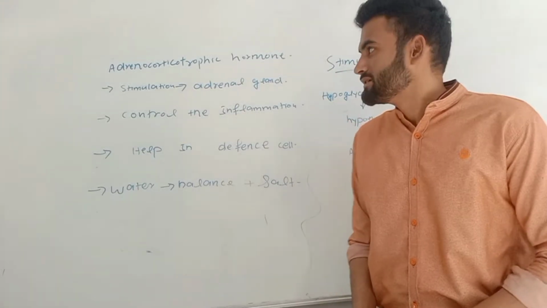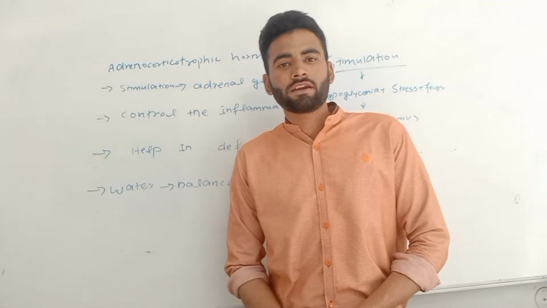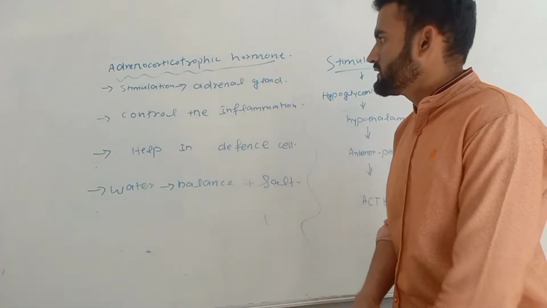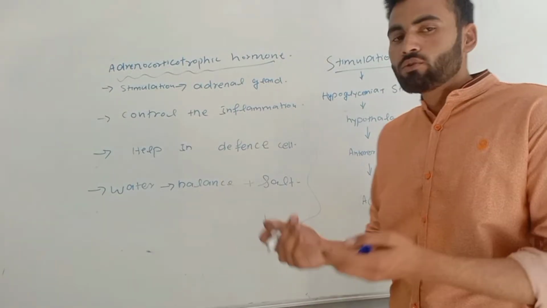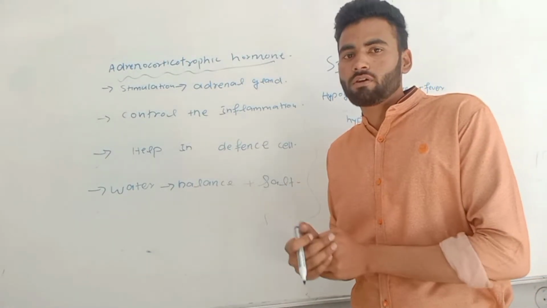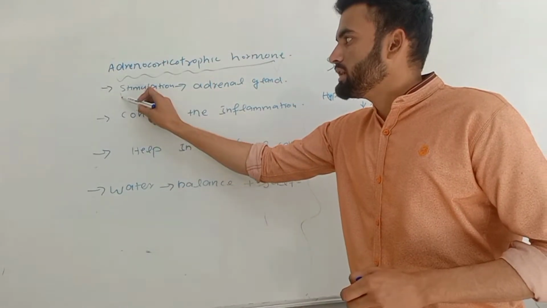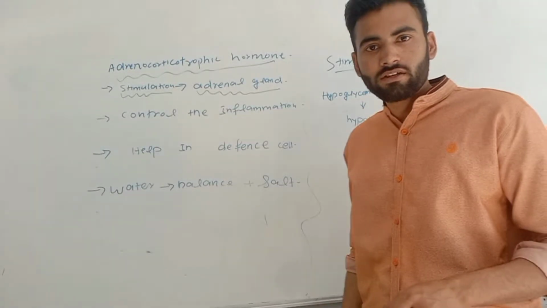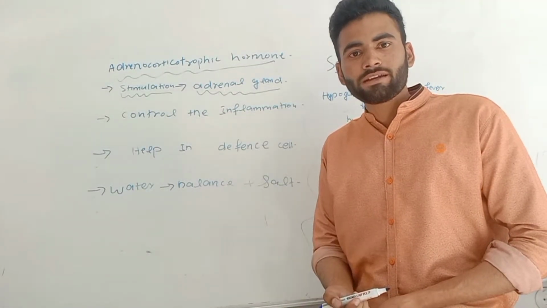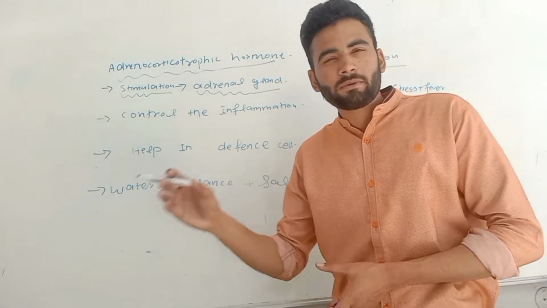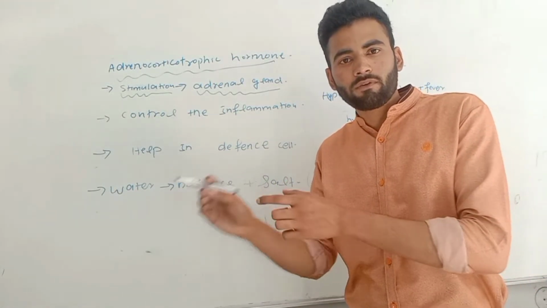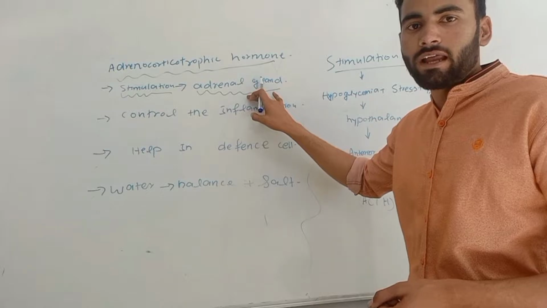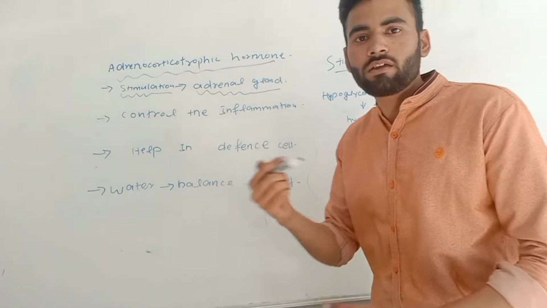So the third hormone that is created by the anterior pituitary is the adrenocorticotropic hormone. And if we look at the function of the adrenocorticotropic hormone, then the first function is stimulation. They are going to stimulate the adrenal gland, the cortex of the adrenal gland, to produce its hormones that are going to prepare us for any kind of emergency situation, for a fight or flight mode. So its basic function is to stimulate the adrenal cortex to secrete its hormones.